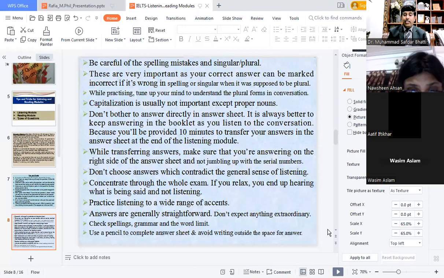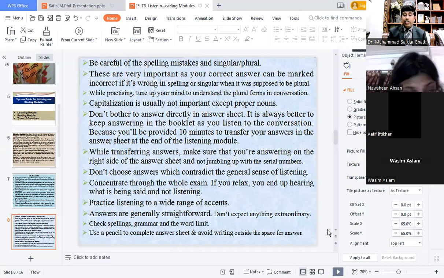Because you will be provided 10 minutes to transfer your answers to the answer sheet at the end of the listening module. While transferring answers, make sure that you are answering on the right side of the answer sheet and not jumbling up the serial numbers. Don't choose an answer which contradicts the general sense of the listening. Concentrate through the whole exam. If you relax, you end up hearing what is being said and not listening. Practice listening to a wide range of accents.